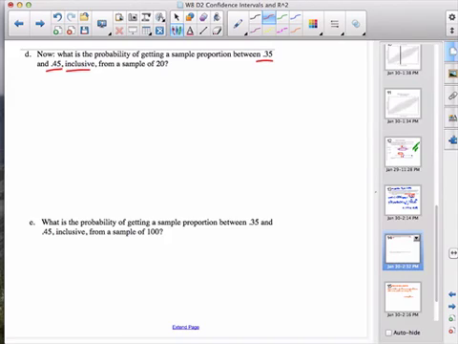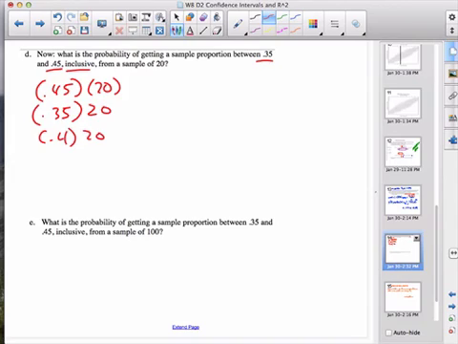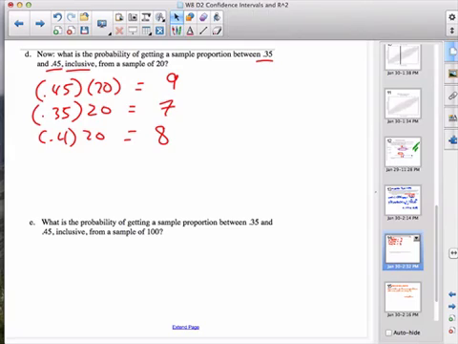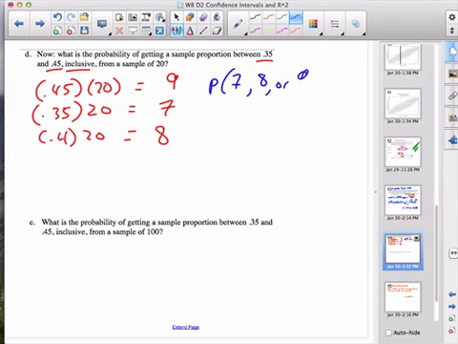All right. So, how? Somebody have a suggestion, solution for this one? Yeah, Justine. So the first thing you want to do is do 0.45 times 20, and 0.35 times 20. We already know what 0.4 times 20 is. So that is equal to, from top down, 9, 7, and 8. Great. So those are basically the samples you're going to want to solve for. We want to know the probability of getting 7, 8, or 9 yeses.